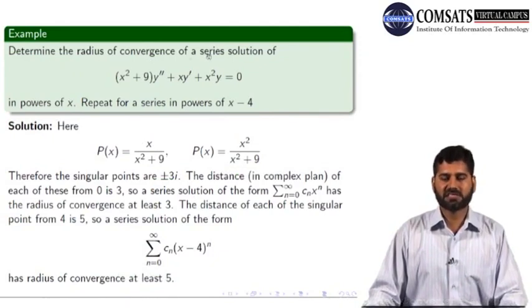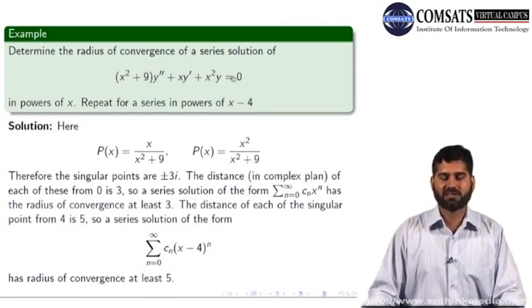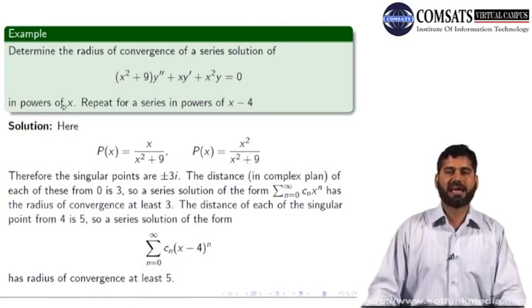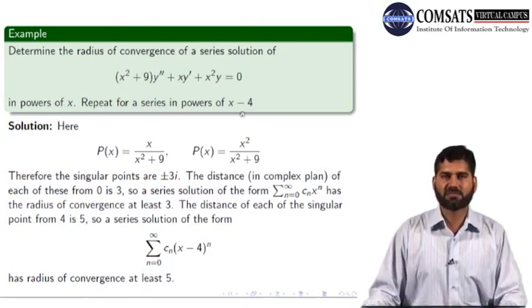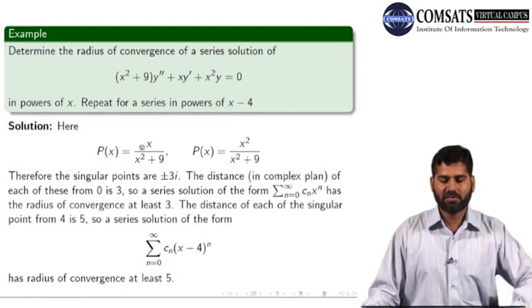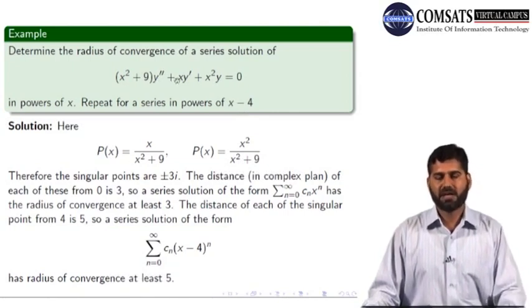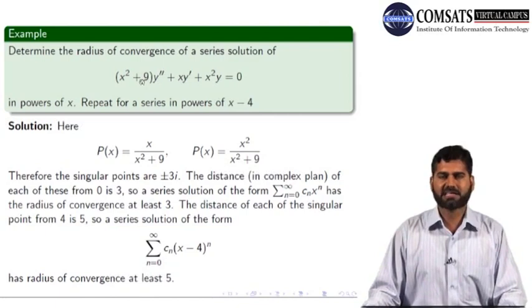Determine the radius of convergence of a series solution of (x² + 9)y'' + xy' + x²y = 0 in powers of x. Repeat for a series in powers of x minus 4. Now you see, what is your P(x)? P(x) is x divided by x² + 9. Q(x) is x² divided by x² + 9.